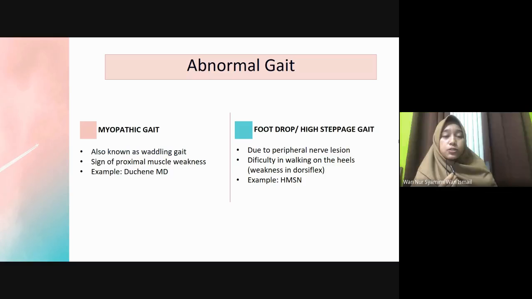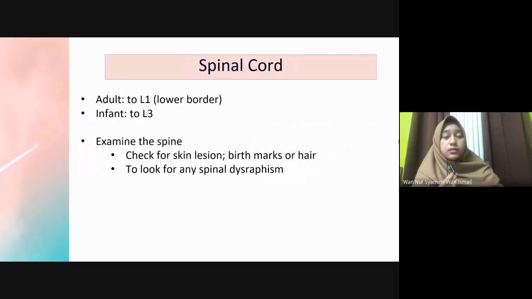You can see this usually in patients who have distal muscle weakness, such as in hereditary motor sensory neuropathy, also known as Charcot-Marie-Tooth. We can also see this type of gait in polio patients. I provided a video, but you can see it later.